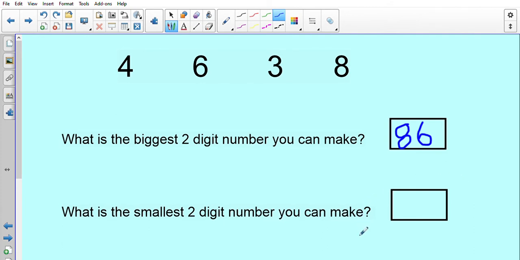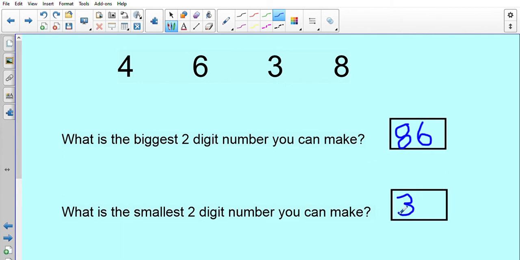What's the smallest 2-digit number you can make? Right, we've got to use these numbers again. We can only use them one time. This time we've got to think of the smallest 2-digit number. So I don't want many tens if I'm going to be doing a 2-digit number. Which one's got the fewest? 3 tens. So let's try 3 tens.